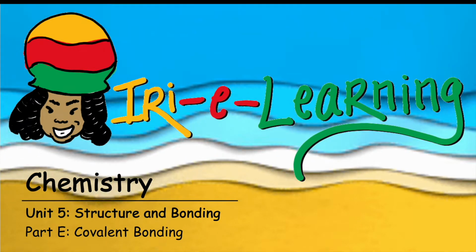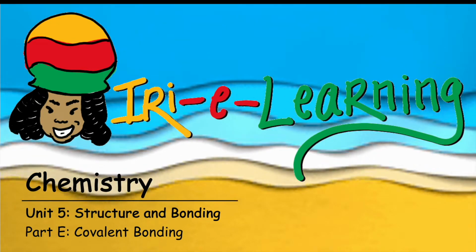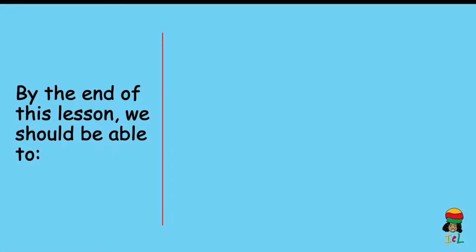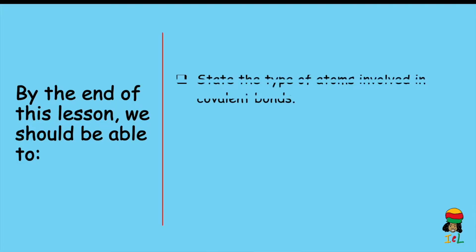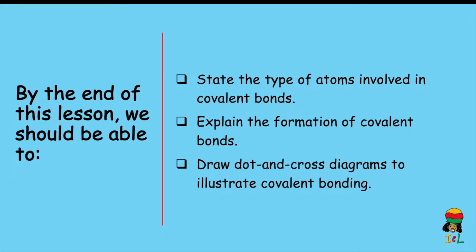In this structure and bonding lesson, we will examine covalent bonding. Check the description box for links to all the videos related to this unit. By the end of this lesson, we should be able to state the types of atoms involved in covalent bonds, explain the formation of covalent bonds, and draw dot and cross diagrams to illustrate covalent bonding.